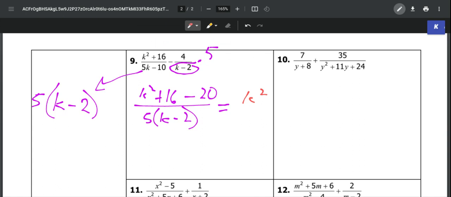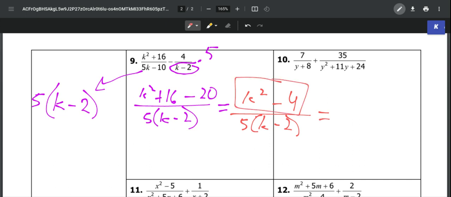Let's see, 16 minus 20 would be minus 4 over k, it would be 5 times k minus 2. So then we just have to simplify this further. And like I said, you're going to have to notice the setup of a variable squared minus a number is probably always going to be an indication of difference of squares. And when we do that, we're taking the square root of each of these with a minus sign in between.